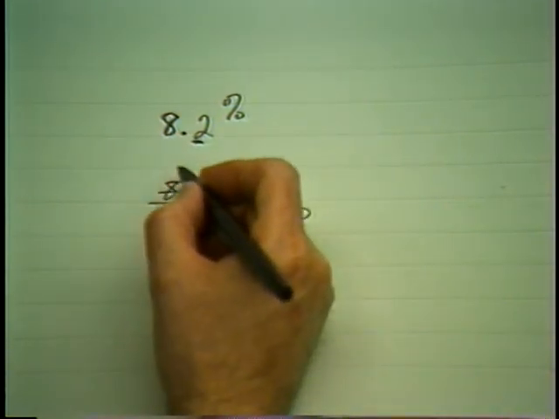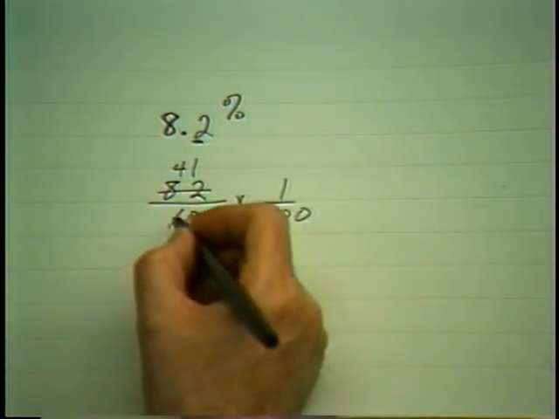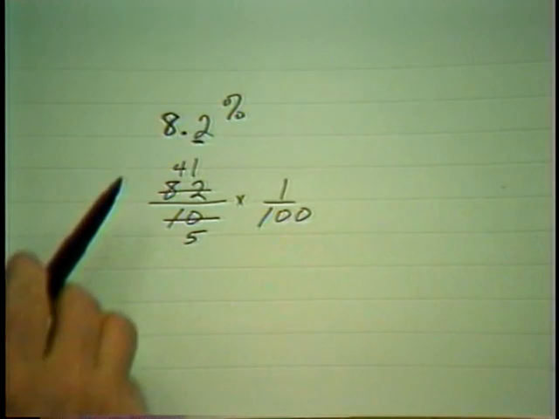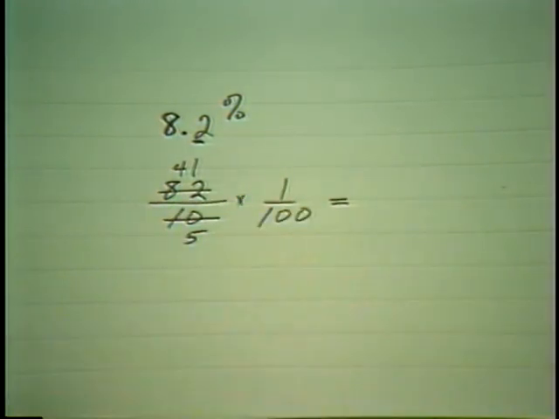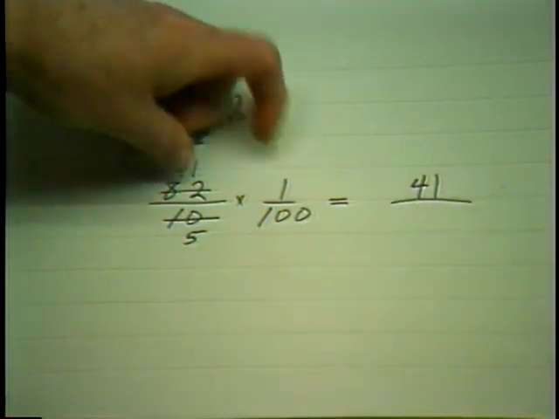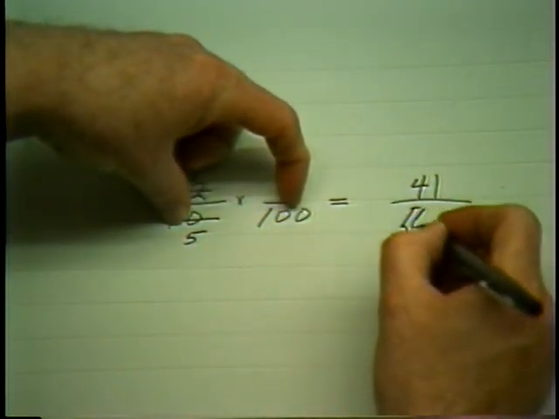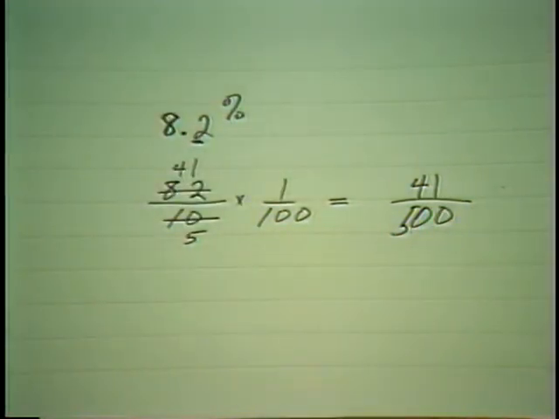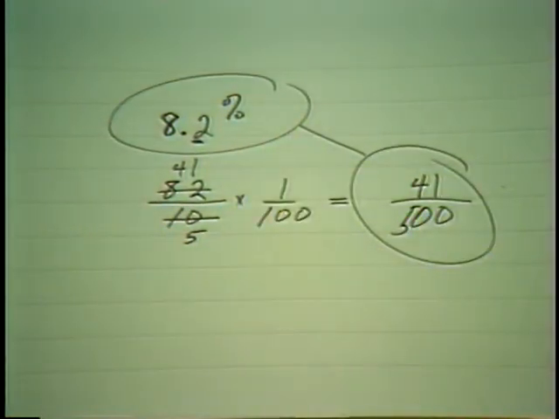2 goes into here, 41. 2 goes into here or here. I'll take it into here. That is a prime number, so I can't divide it anymore by anything other than itself. So 41 times 1 over 5 times 100 is 500. 41 500ths is what this percent is equal to as a fraction.